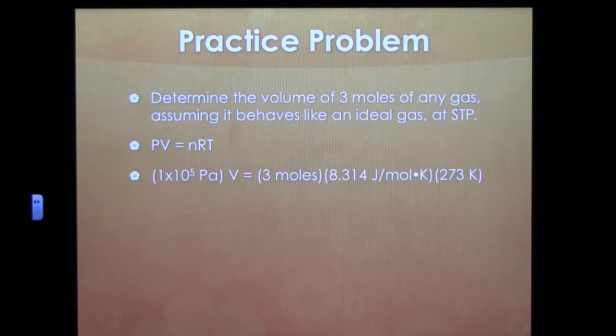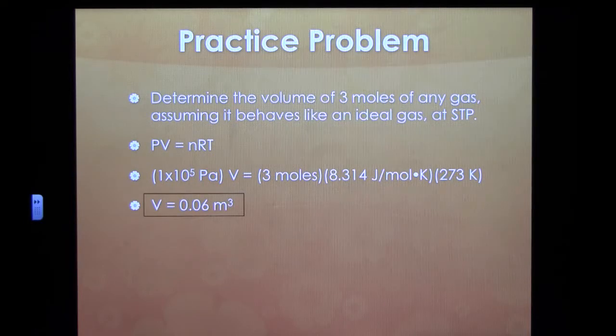We can plug in the pressure at STP, which is 1 atmosphere, or 1 times 10 to the 5th pascals. V is what we're solving for. N is the number of moles, 3 moles. R is the universal gas constant, which in this case we're going to use the joule value, so 8.314 joules per mole Kelvin, multiplied by 273 Kelvin, because the standard temperature is 0 degrees Celsius, or 273 Kelvin. Plugging in and solving for the volume.